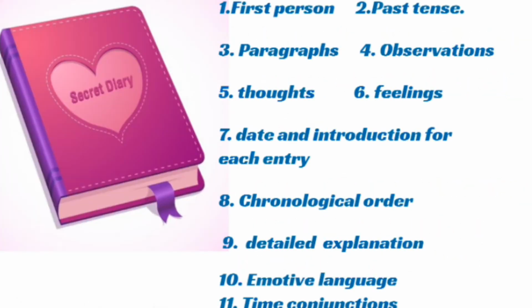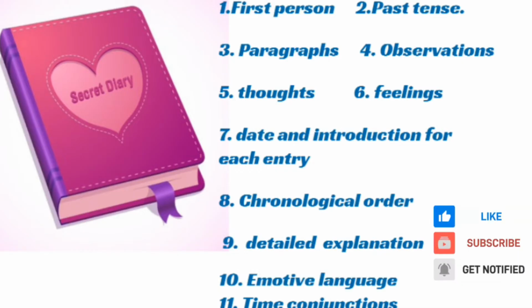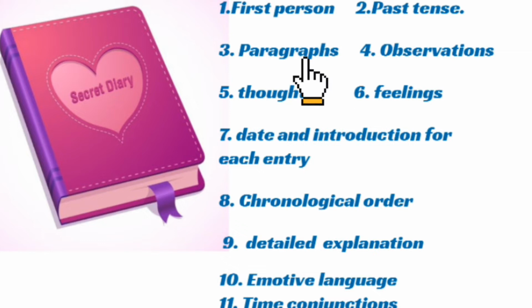When writing your diary entry, there are some features that you have to pay attention to. I am going to list them here, but I am going to explain them to you so that you understand them better. Number one, you have to write in first person. You may also have to write in past tense. You will have to write in paragraphs. You have to include your observations, thoughts, and feelings. And most importantly, do not forget number 7, date and introduction for each entry.